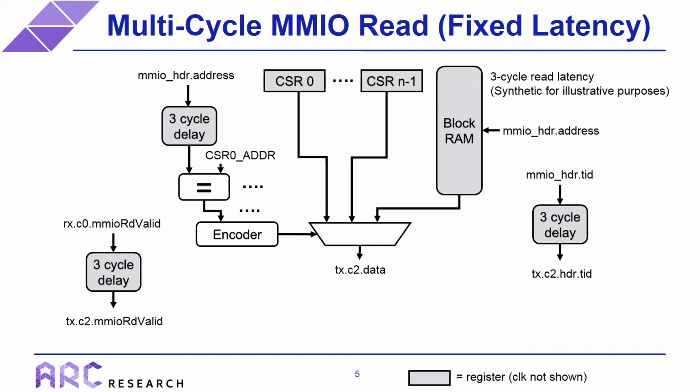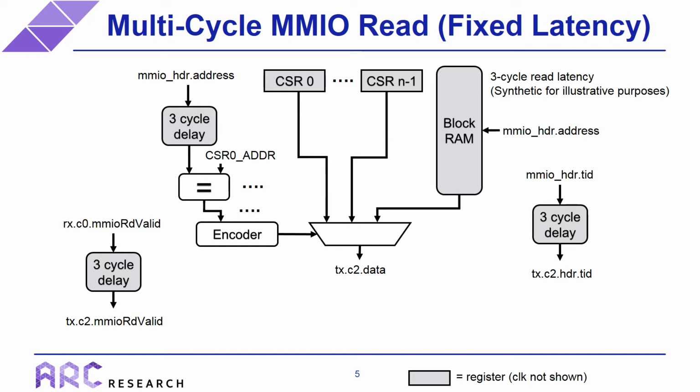Fortunately, it's pretty easy to solve this problem. The basic strategy we are going to use here is we're going to delay all of the read response signals that we send on the transmit port by the same amount of time it takes to read from the block RAM. So if you look at the incoming address, we're going to delay that by 3 cycles because that's how long it takes to read from the block RAM in this example. That delayed address is then going to go into the comparator and figure out either which control status register we're trying to read from, or it's going to select from the block RAM.